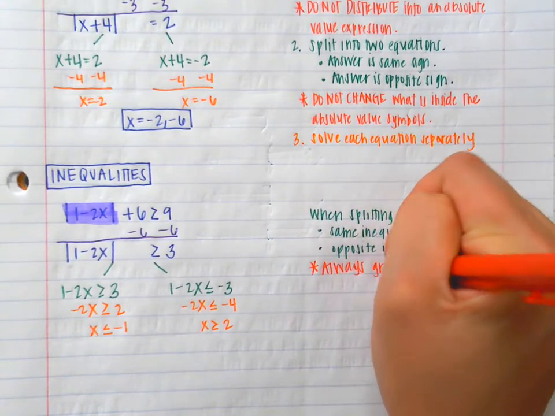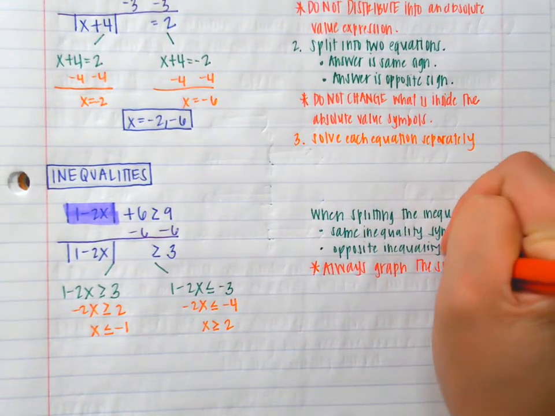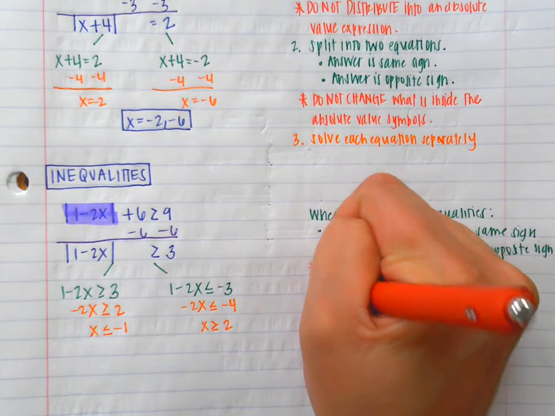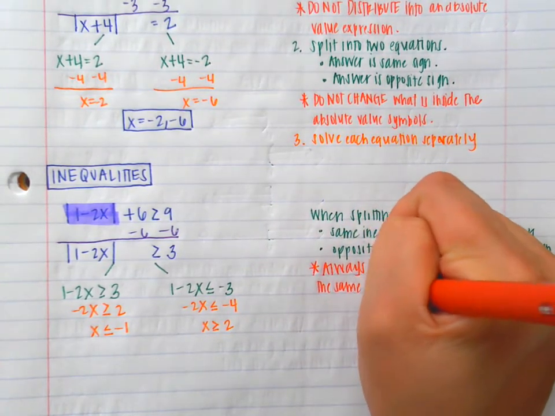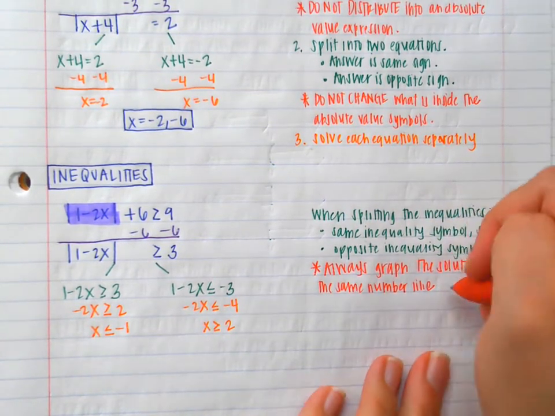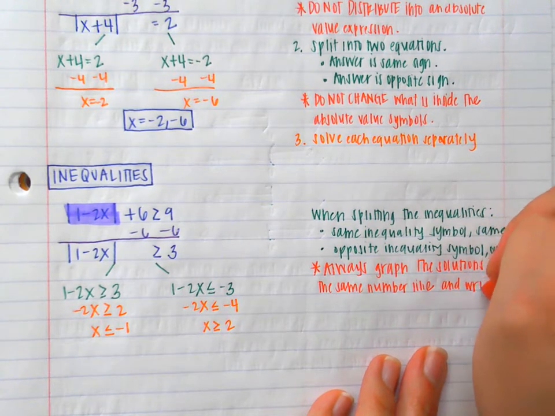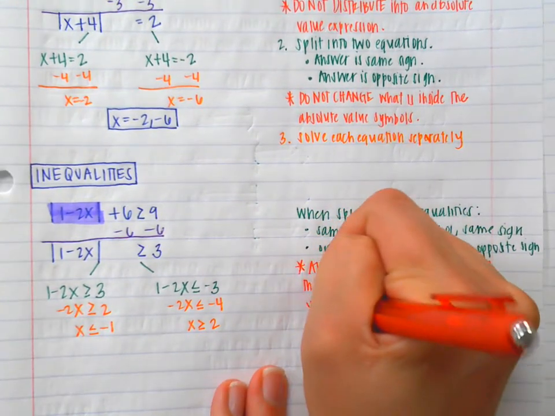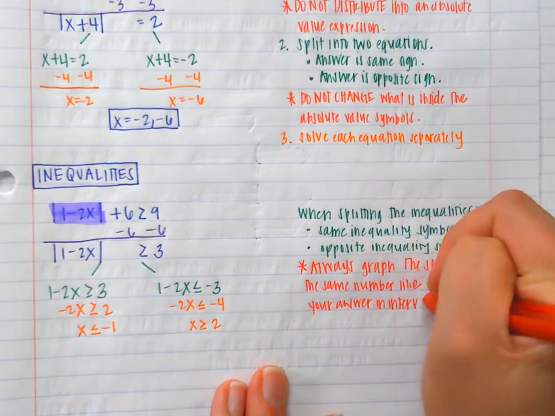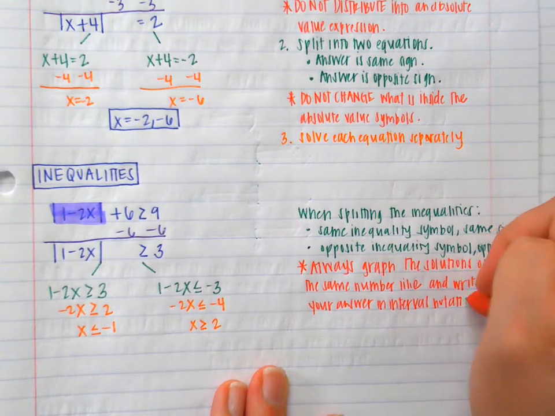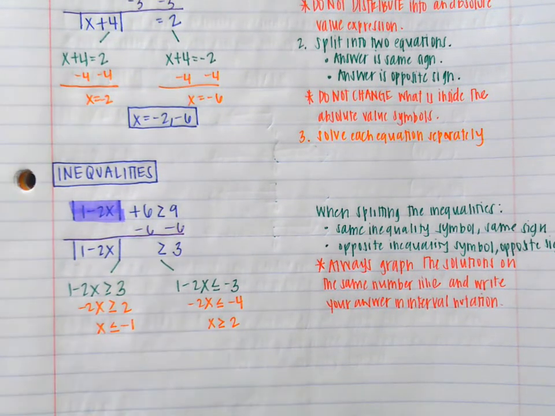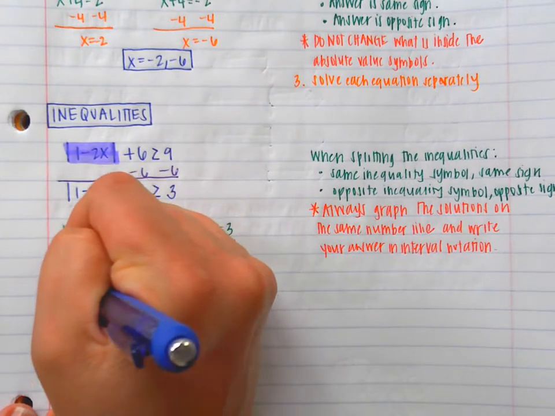Always graph the solutions on the same number line, and write your answer in interval notation. Whenever we're dealing with inequalities, we're always writing it in interval notation. So when I graph this, I'm going to first start by graphing to help me with interval notation.